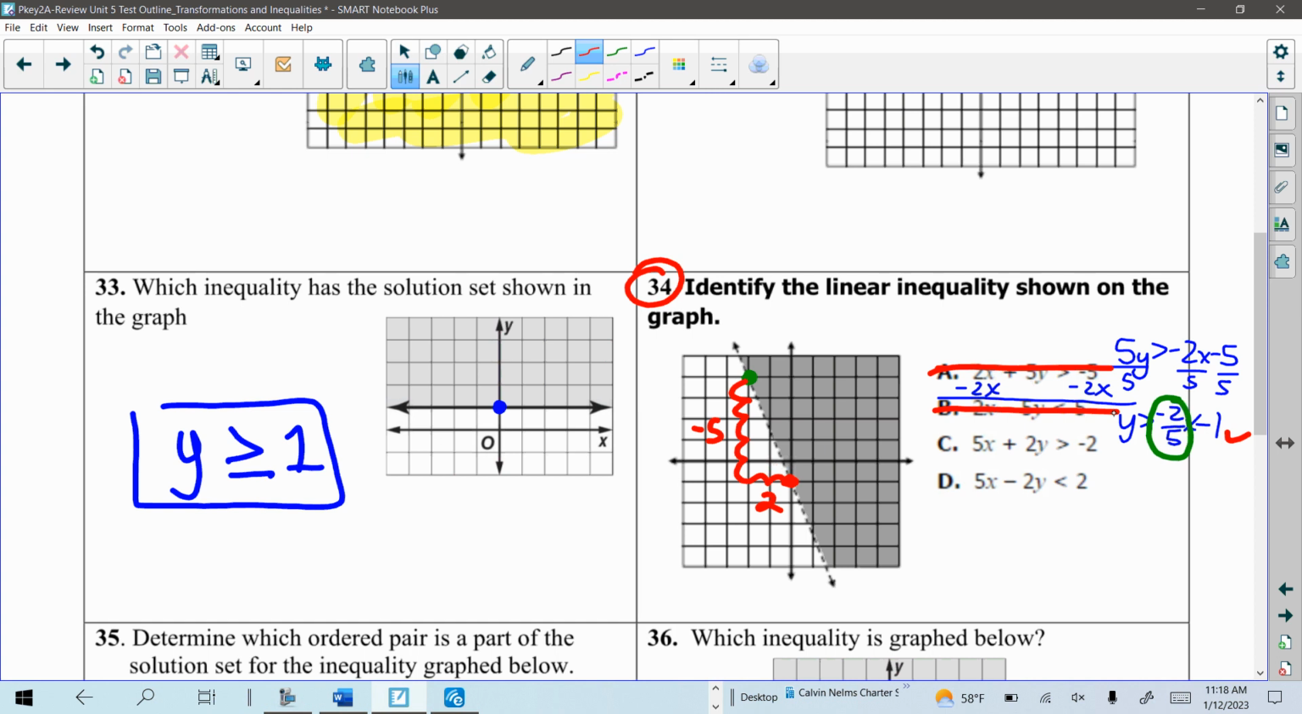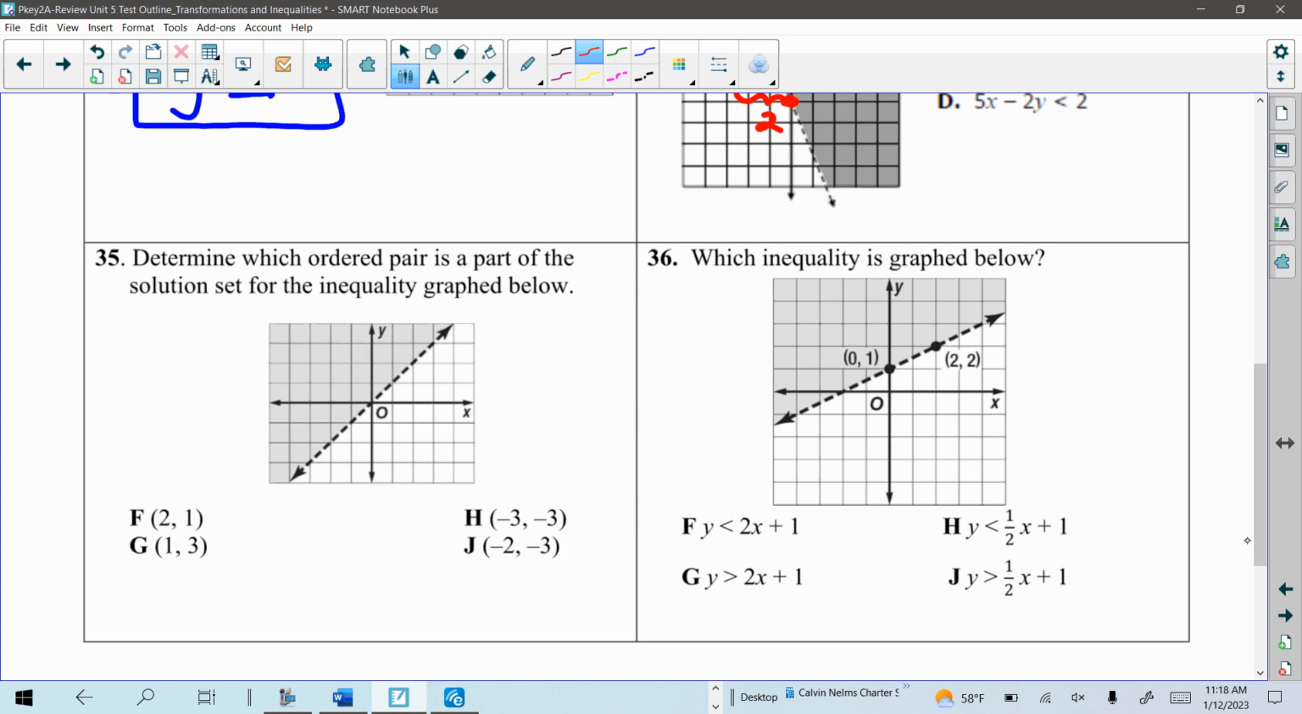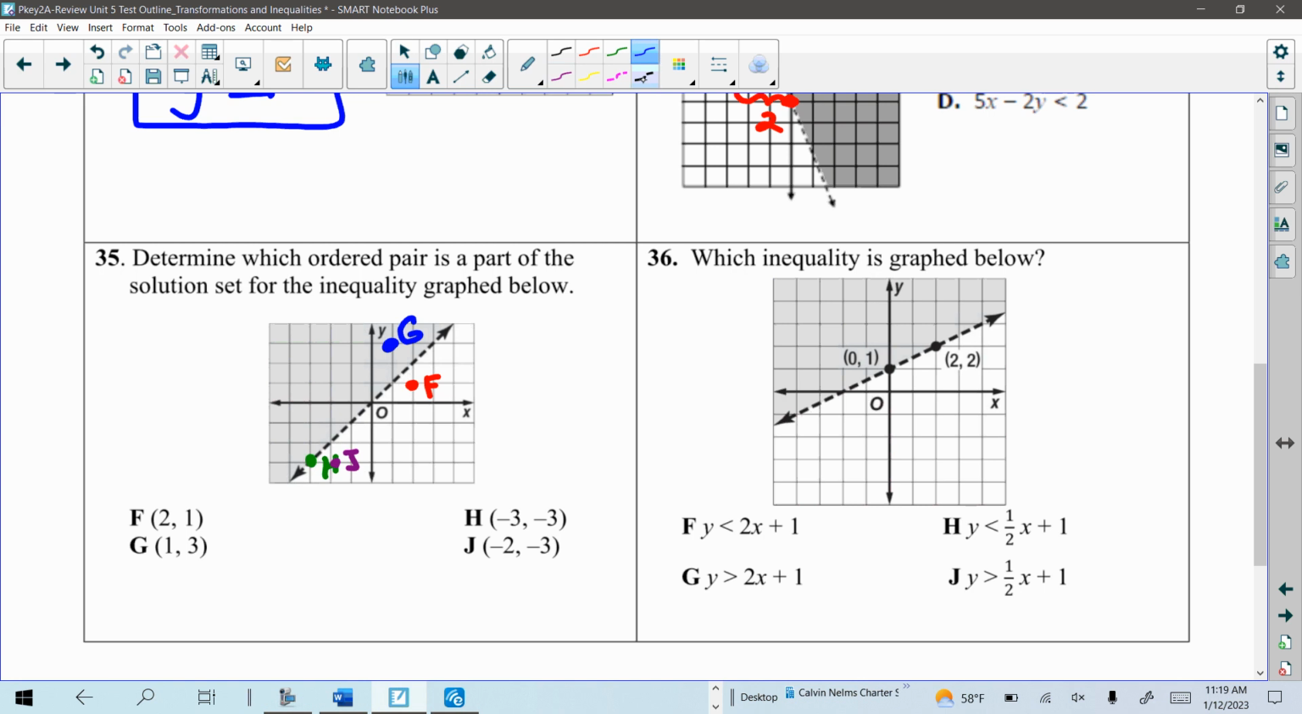Oh, right, not necessary. All right, I want you to try the last 2. All right, you should have picked G for 35 because that's the only one in the shaded. You don't pick on the dash line. And J for 36.